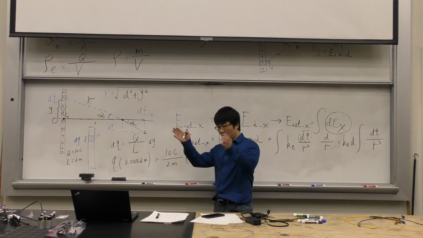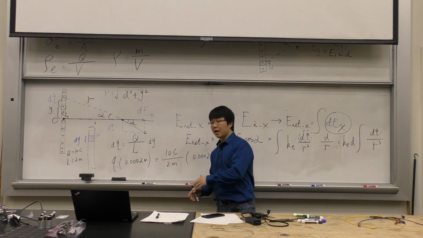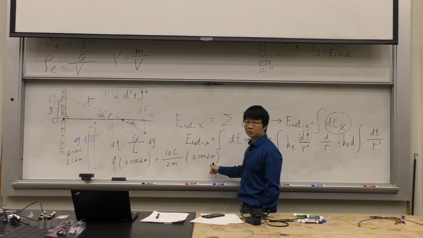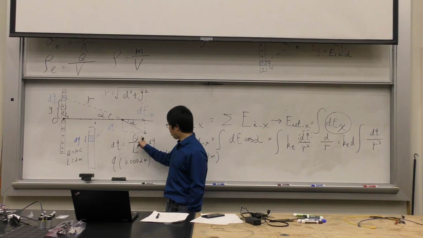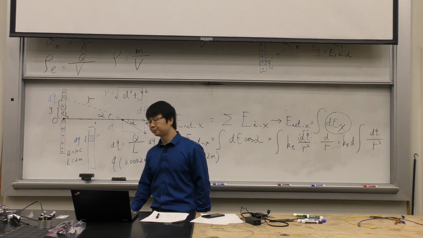So for the amount of charge on this very, very small segment, I'm going to divide the whole charge by the whole length, and then multiply that by the length I'm interested in. This thing is just the charge divided by length. That's the linear charge density we defined before. So that's why it is useful.